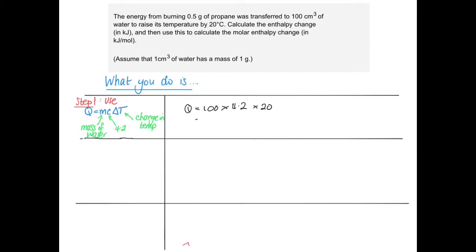If you put this into your calculator, you've got 8,400, which is in joules, and let's convert it into kilojoules to make it a bit easier to use. To convert from joules into kilojoules, we divide by 1,000, which is 8.4 kilojoules.